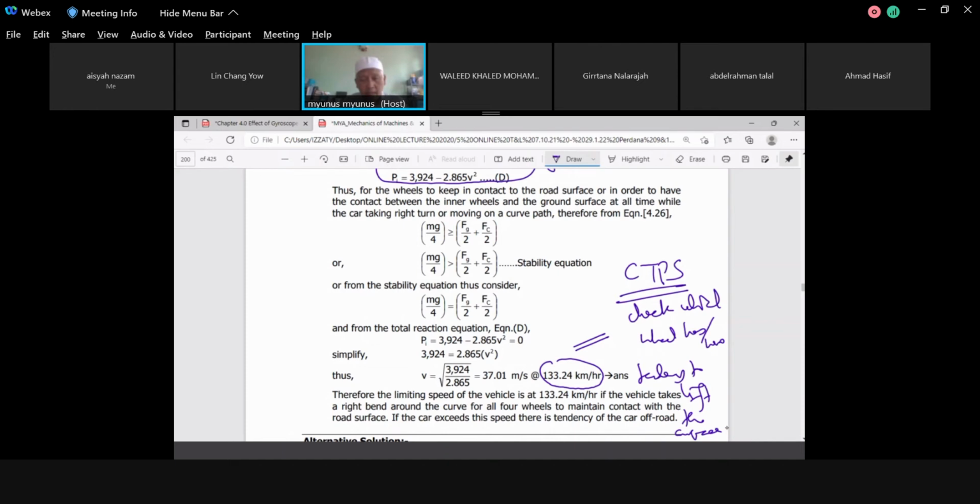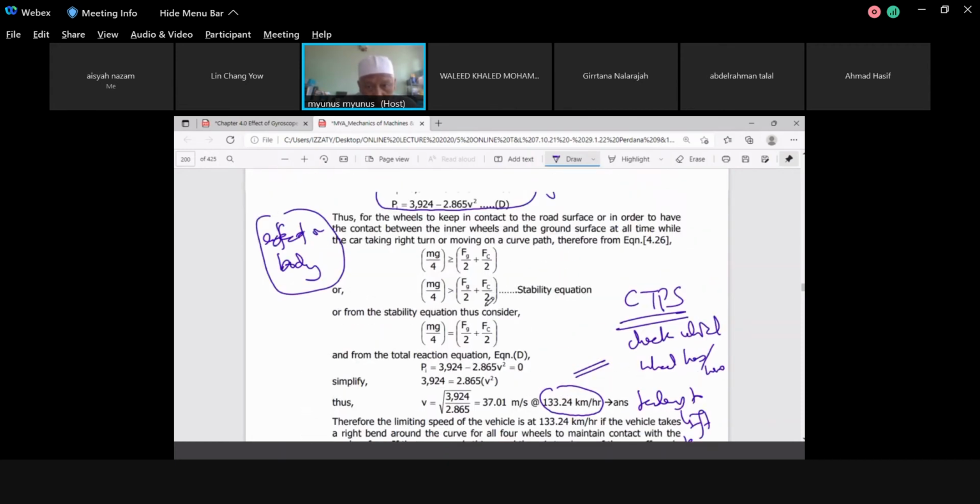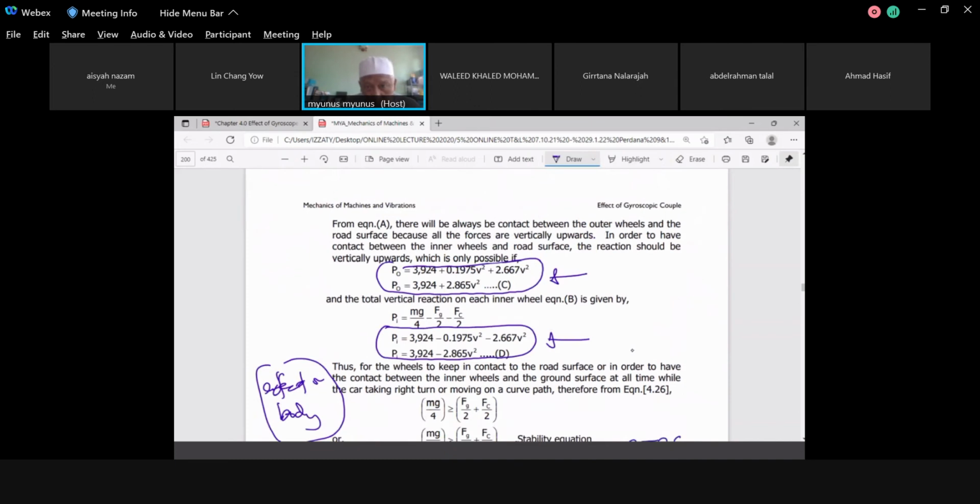If the question keeps asking what happened to the structure, or what happened to the body now? Another one, effect on body. It is not very difficult to find the effect on body. You have two equations, this equation and that equation. You look at PO, find PO. Don't put V equal to 37 just now. So exit that V now. Let's put V now equal to 50, for example.